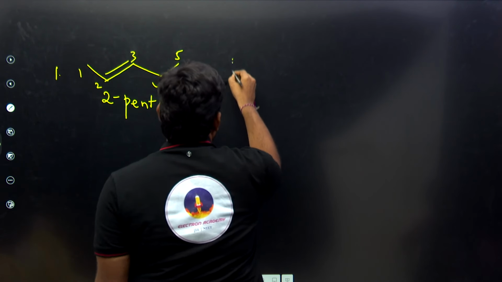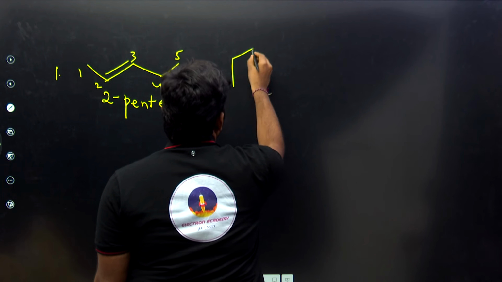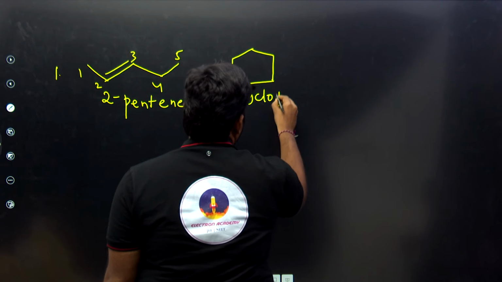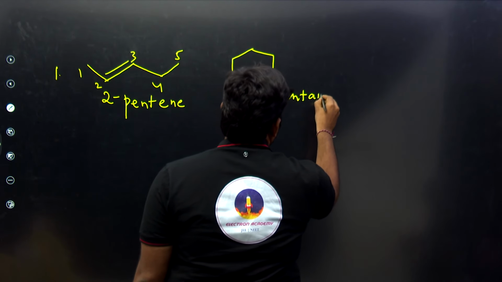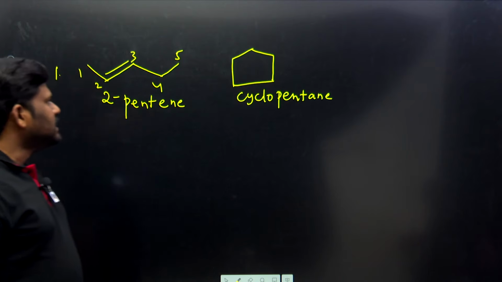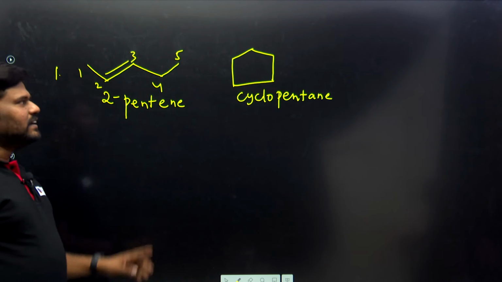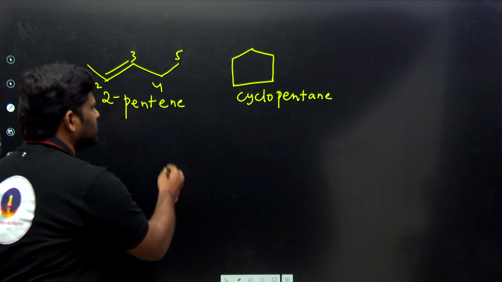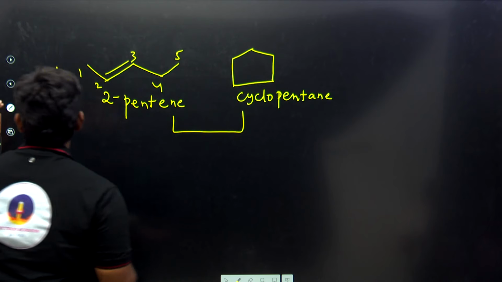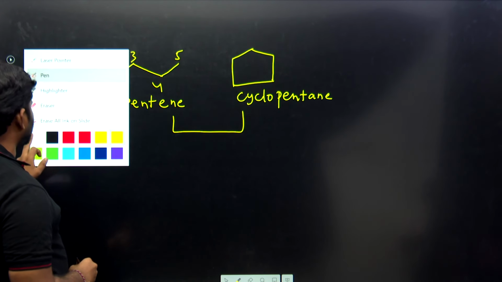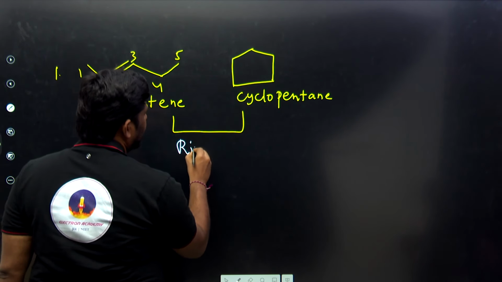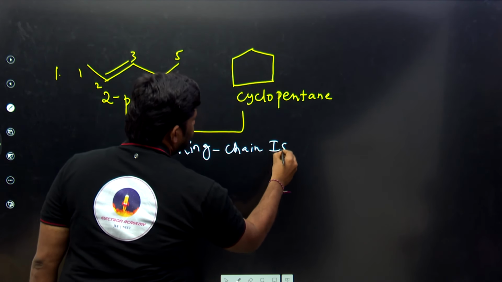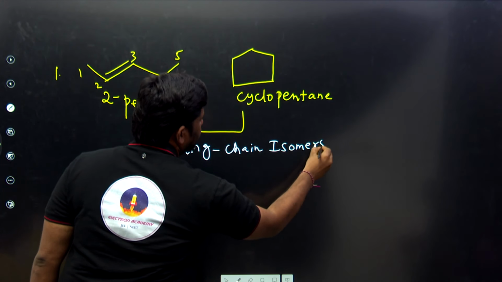What is the cycloalkane here? This is a cycloalkane. Not cyclopropane, 5 carbons are there, pent. Cyclopentane, not prop here, 5 carbons we have. Cyclopentane and 2-pentene are called the ring chain isomers. One is a ring, another one is a chain. Is it clear?